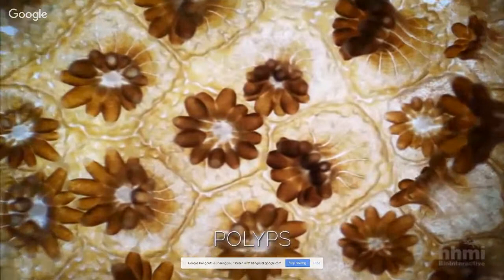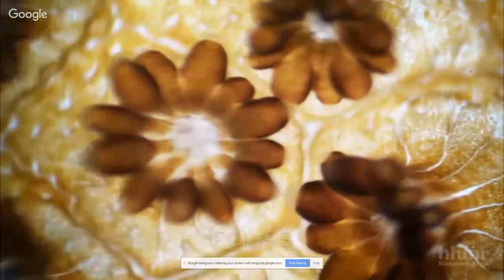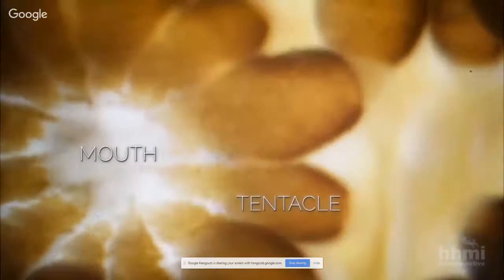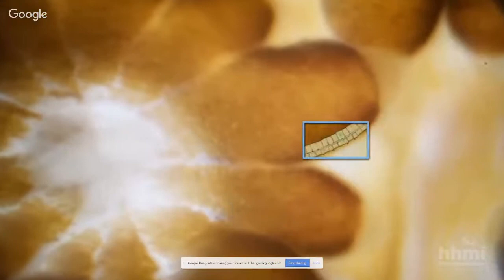Now, the color on these tentacles, like I said, is not the color of the coral itself. It's the color of the symbiont. And as the focus racks in and out a little bit here, what we see is that we can just see the little globules of the symbiont. Well, let's take a closer look. We'll go into a tentacle and see those.